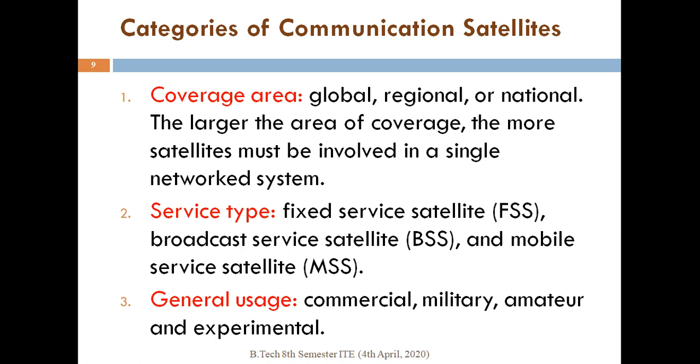Categories of communication systems. Based on coverage area, we have global, regional, and national. The larger the area of coverage, the more satellites must be involved in a single network system. That is, if a satellite covers the whole globe, we say this is global, or we have the regional, or the national. If you want to cover more area, you need more satellites in the network system. Based on service type, we have fixed service satellites, which have a peculiar function, and broadcast service satellites like in television, and we have the mobile service satellites. And based on general usage, we have commercial, military, amateur, and experimental.